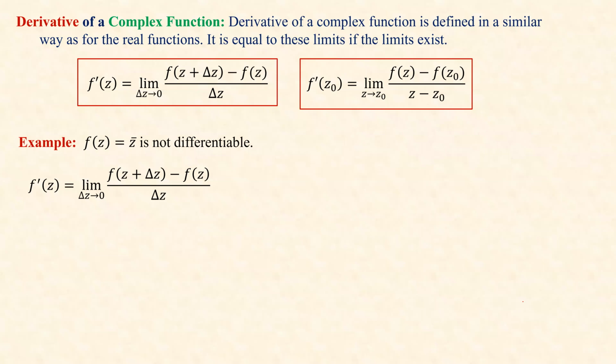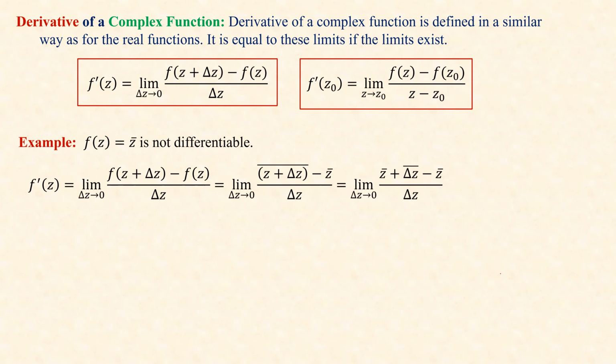So as we have this definition, f prime of z is the limit of f of z plus delta z minus f of z divided by delta z as delta z approaches 0. We want to now put f of z equal to z bar. That means f of z plus delta z is z plus delta z bar, and then minus z bar, divided by delta z. The complex conjugate of a sum of two numbers is the sum of the complex conjugates. So we can write that as z bar plus delta z bar minus z bar, and now z bar cancels. So it becomes the limit of delta z bar divided by delta z as delta z approaches 0.